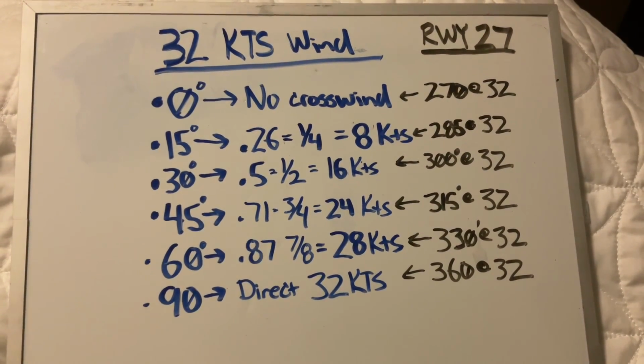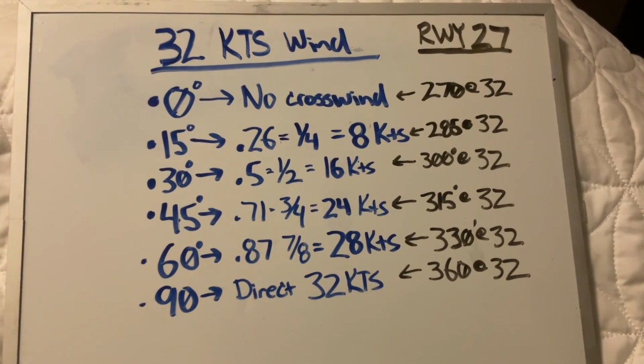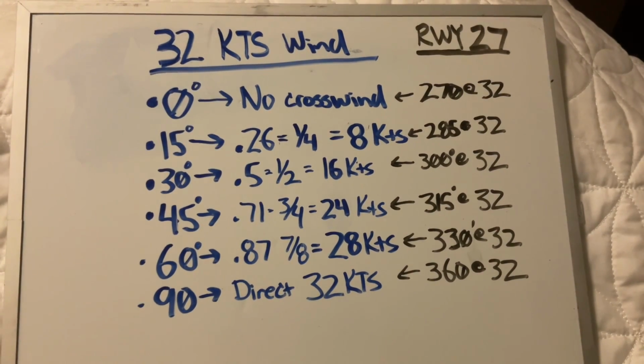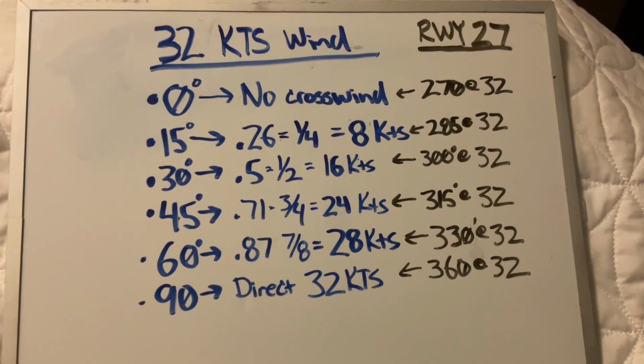If the wind's reported to be 315 at 32, that's 45 degrees off a runway heading, and that's 0.74. We'll just call that 3/4. So 3/4 of 32 is 24.